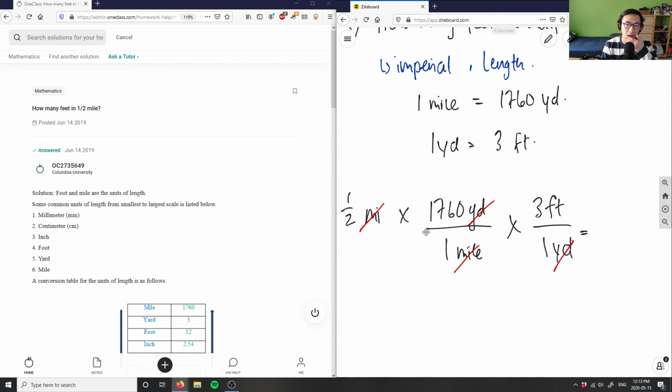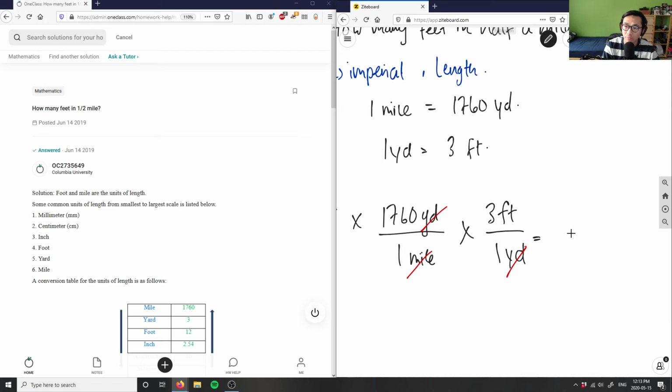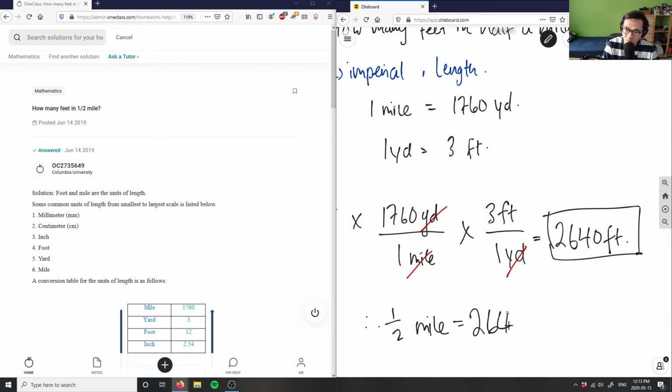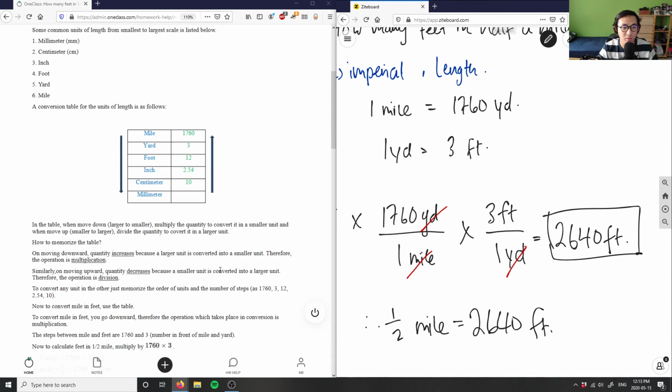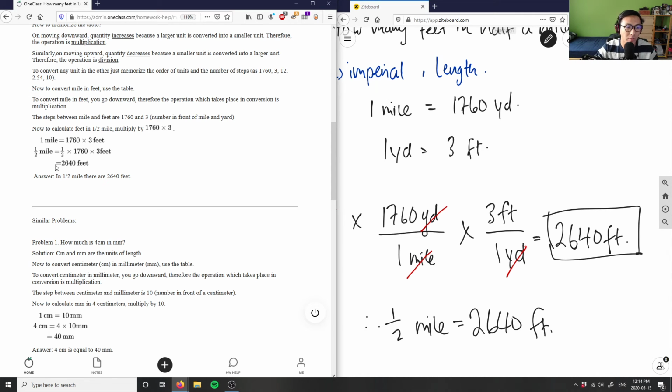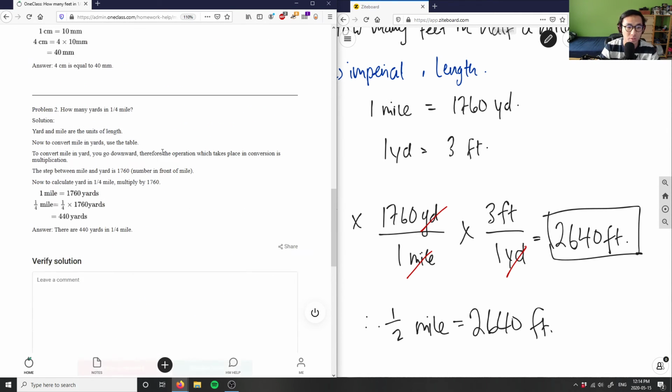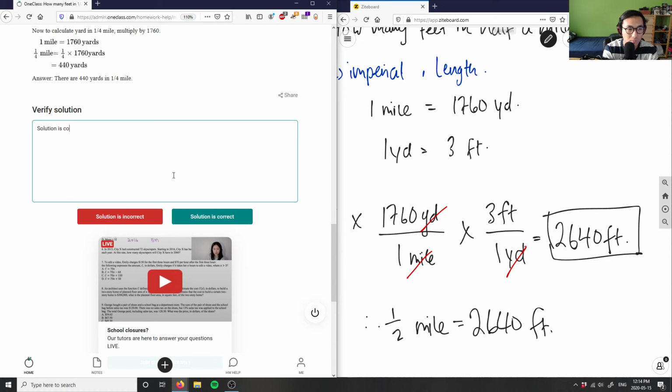And I'm simply doing half times 1,760 times 3 to give me my answer. So 0.5 times 1,760 times 3 would get me my answer, which is 2,640 feet. And this here is a solution. So therefore, we can say that half a mile equals 2,640 feet. And this solution here is correct, I believe. Yes. So half a mile equals 2,640 feet. So this solution here is correct. It's good analysis as well.